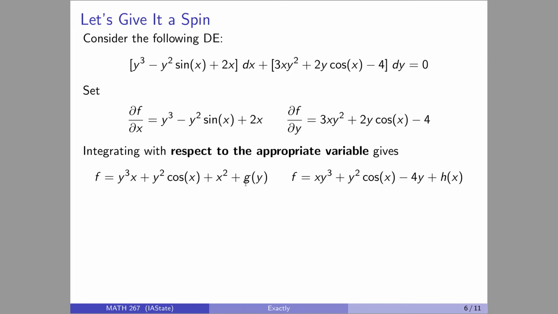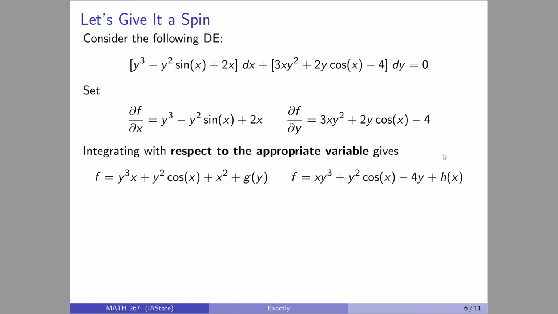And now note, with respect to x, there could have been a whole other function with respect to y present, right? Because derivatives with respect to x kill functions with respect to y. Okay. And a similar story for the partial of f with respect to y. If you integrate that out with respect to y, you'll get this. Note the unknown function in terms of h showing up.